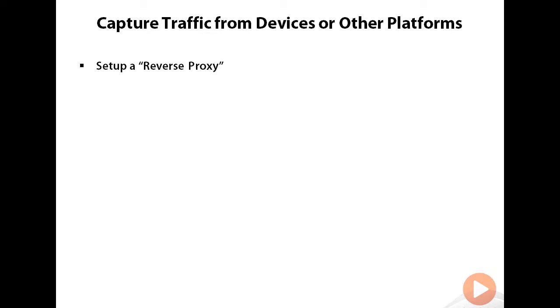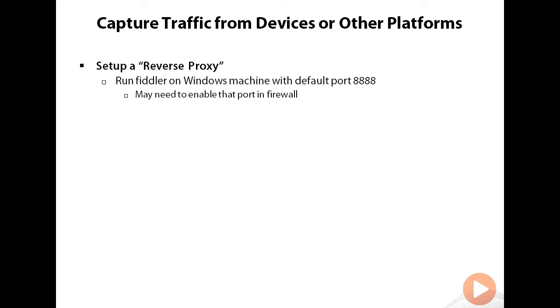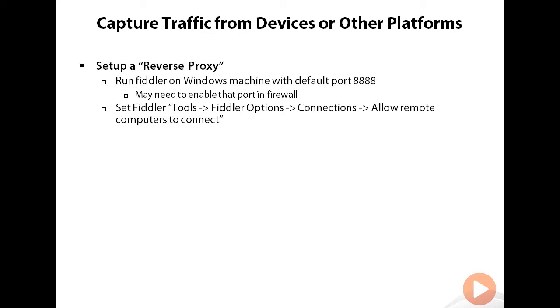The idea with Fiddler is you set up a reverse proxy. So you're going to run Fiddler on your Windows machine with your default port of 8888. You may need to enable that port in your firewall. Then you're going to go into Fiddler, and in the Tools, Fiddler Options, Connections, you're going to click to allow remote computers to connect. Then you're going to determine the IP address of your Windows machine.